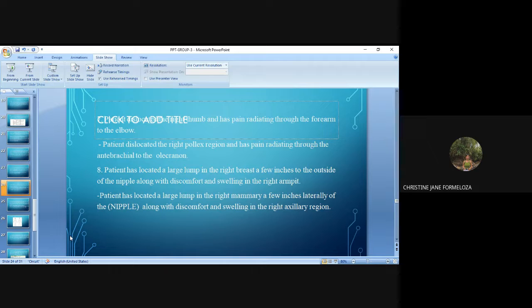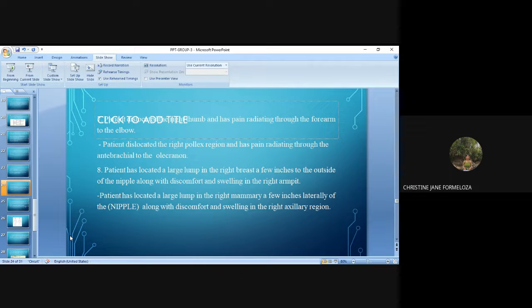Number 7, patient dislocated the right thumb and has pain radiating through the forearm to the elbow. When we say elbow, it means olecranon. Our answer, patient dislocated the right pollex region and has pain radiating through the antebrachial to the olecranon.